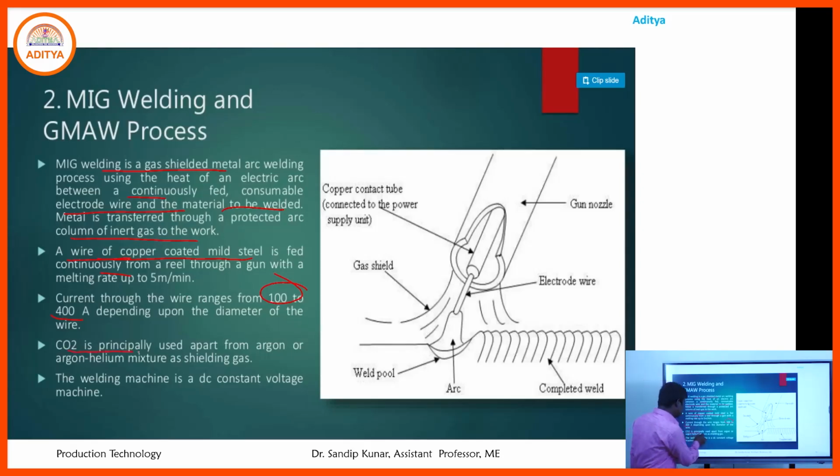Another, CO2 is principally used apart from argon helium mixtures, means as shielding gases we use the argon helium mixture. The welding machines for MIG welding operation are generally DC constant current, constant voltage machines.